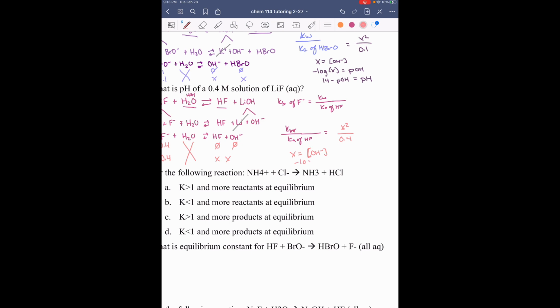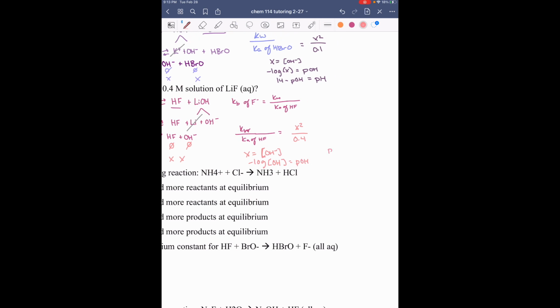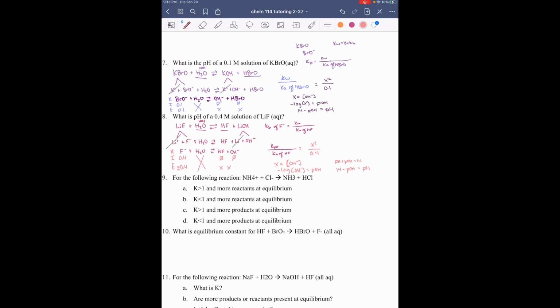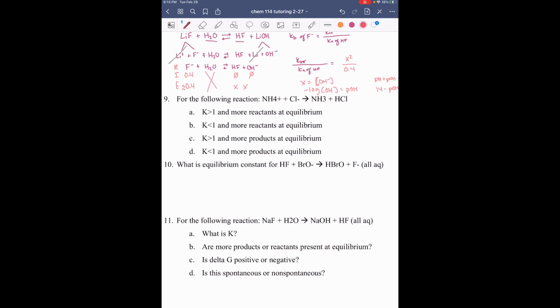So negative log of OH equals our pOH. Then pH plus pOH equals 14. So 14 minus our pOH will equal pH again. So again, same thing as the last one. I just want to hit it with you guys again. Okay, and I'm back.